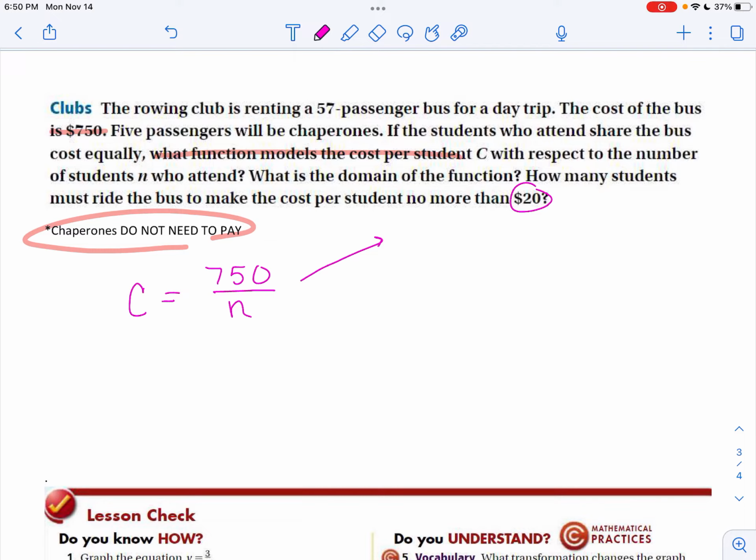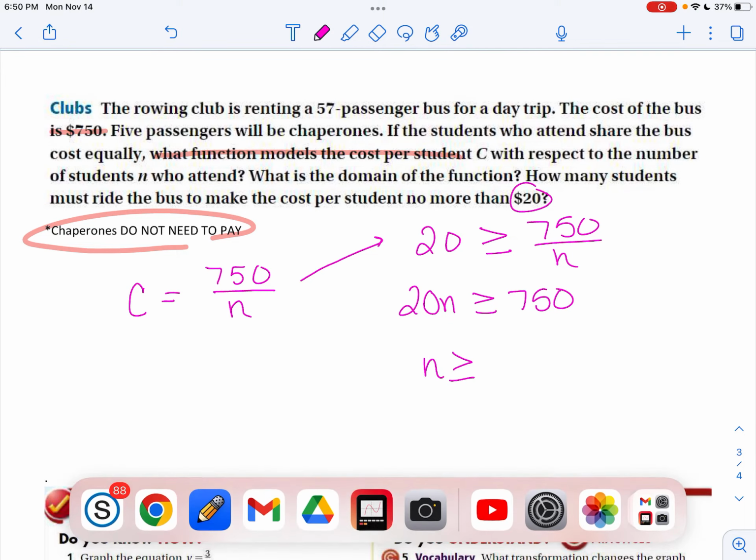So we want our cost to be $20, but we want $20 to be greater than or equal to our equation of what our students have to pay. So when we multiply both sides by n, we get 20n being greater than or equal to 750. And when you divide by 20, let's go ahead and get a calculator out so we can see what that's going to look like. We'll have 750 divided by 20. We end up with 37.5.